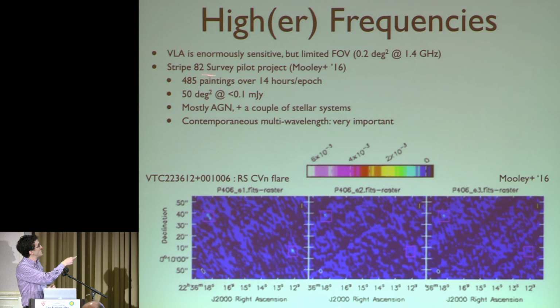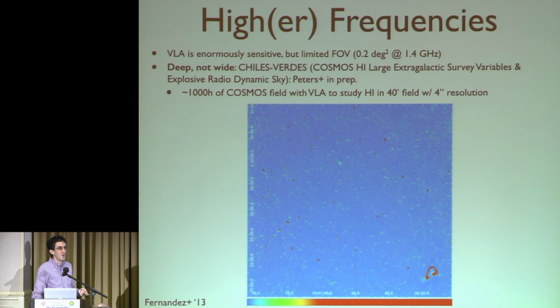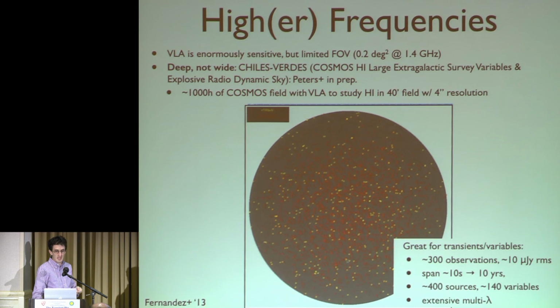But it's really sensitive, so it can do a lot of really great work. So Kunal's been working on the Stripe 82 project, where they have a few hundred pointings with many epochs, or about 5 epochs. And they found mostly variability from AGN, a couple of stellar objects. There's also the CHILES VERDES project, where you could talk to Cherie about it. They're looking really, really deep, concentrating on the COSMOS field, where they have fantastic multi-wavelength coverage. They have a few hundred variable objects, and Cherie is the best one to talk about that.